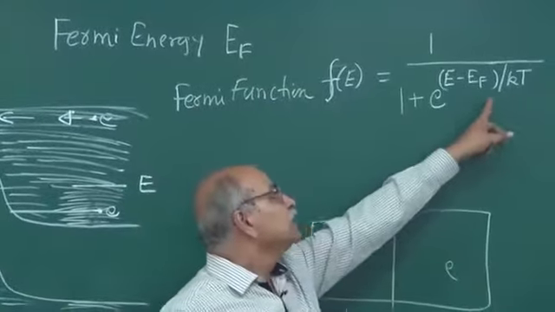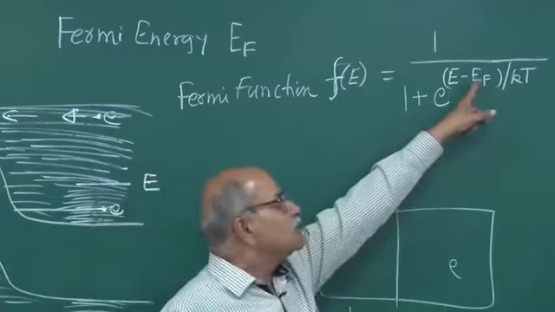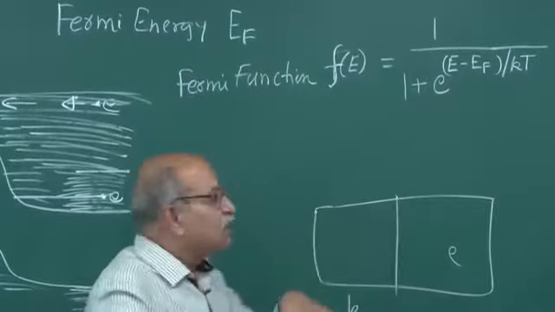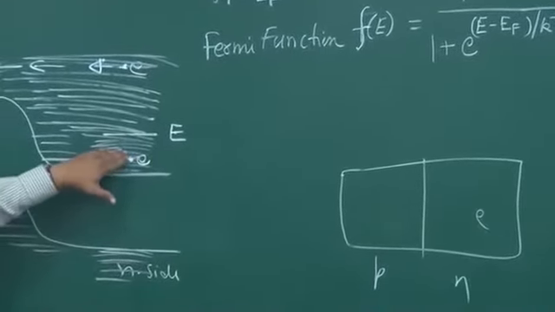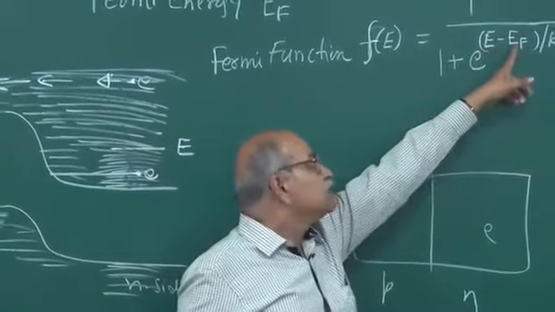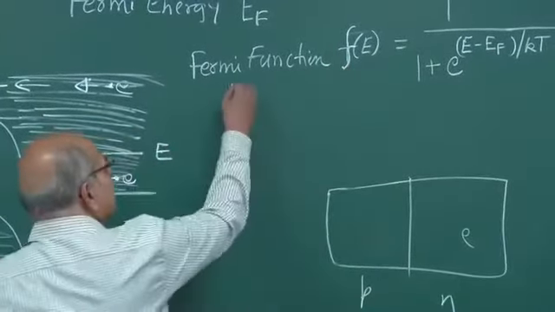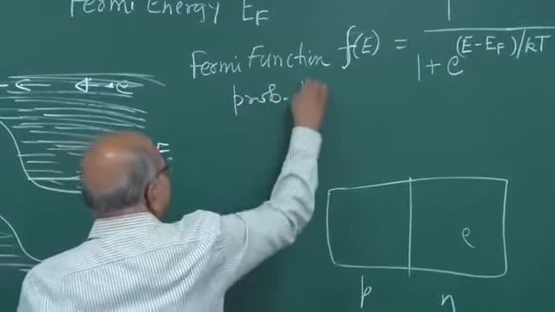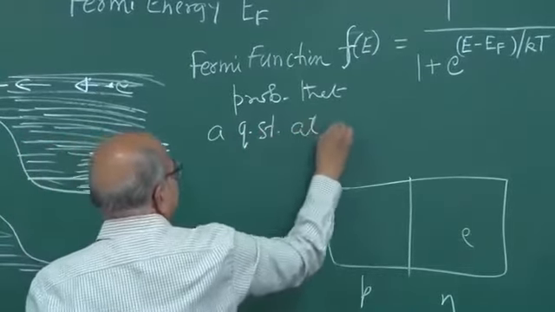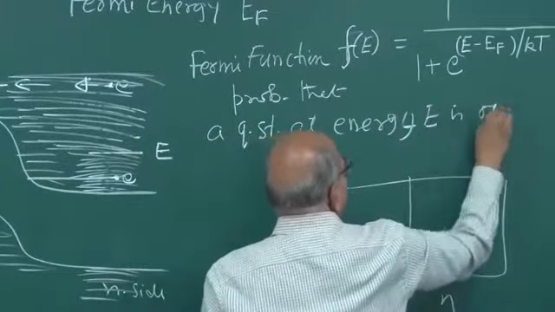It depends on temperature, and this is the energy at which I am asking about the quantum state, and this is the parameter. This EF, Fermi energy, is the parameter which you have to keep the same for this quantum state, this energy, this energy. So as a function of energy with a fixed EF and at a fixed temperature, you can calculate the probability. So this Fermi function gives you the probability that a quantum state at energy E is occupied.